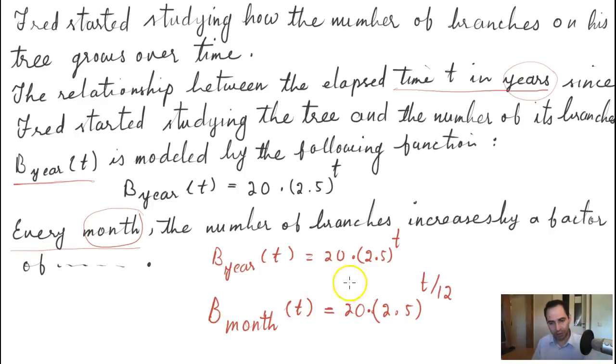The output is relevant to months. If your input is 12, for example 12 months, then it becomes b of month of 12, and then it becomes 20 times 2.5. No changes still here, and then it becomes 12 divided by 12. So 12 divided by 12 is 1, and then 1 goes over here, so then it becomes 12 months, and 12 divided by 12 is 1, and then 1 factor of 2.5 is multiplied by the output of the function.